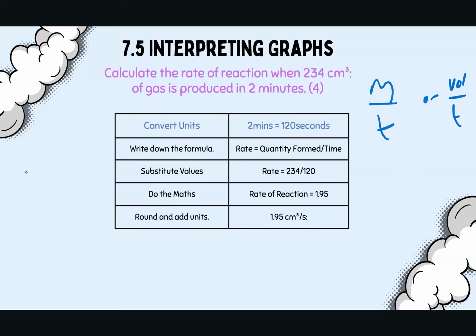So let's have a quick look at this question. We've got rate equals the quantity formed divided by time. Now, time should be in seconds, so we need to convert that. 2 minutes equals 120 seconds. Calculate the rate of reaction when 234 centimeters cubed of gas is produced in 2 minutes. What's the rate of reaction? So we know quantity formed is 234. We're going to divide that by the time, which is 120. So the answer is 1.95 centimeters cubed per second.